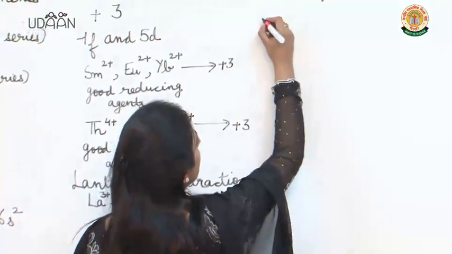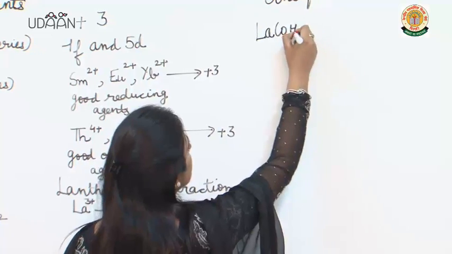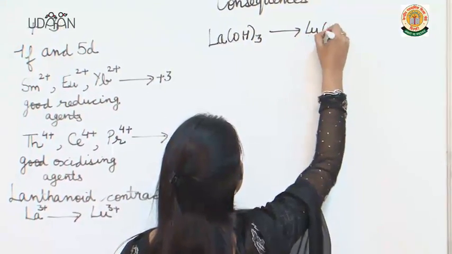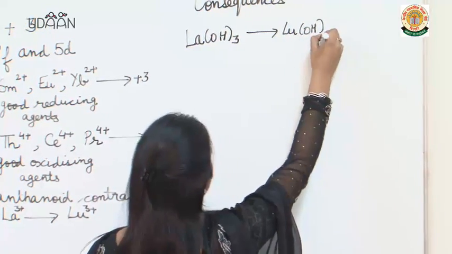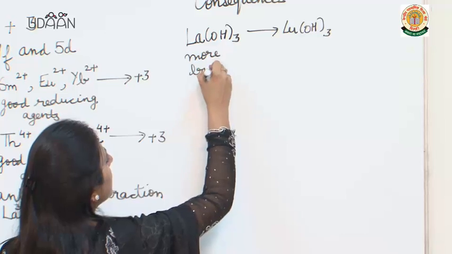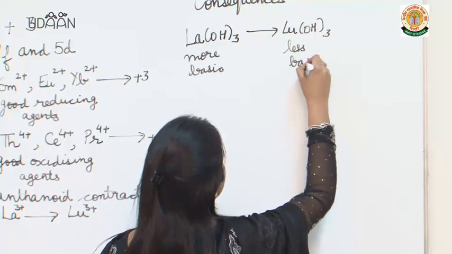Now what is the next consequence? The basicity of hydroxides decreases from lanthanum to lutetium. So that means lanthanum hydroxide is more basic and lutetium hydroxide is less basic.